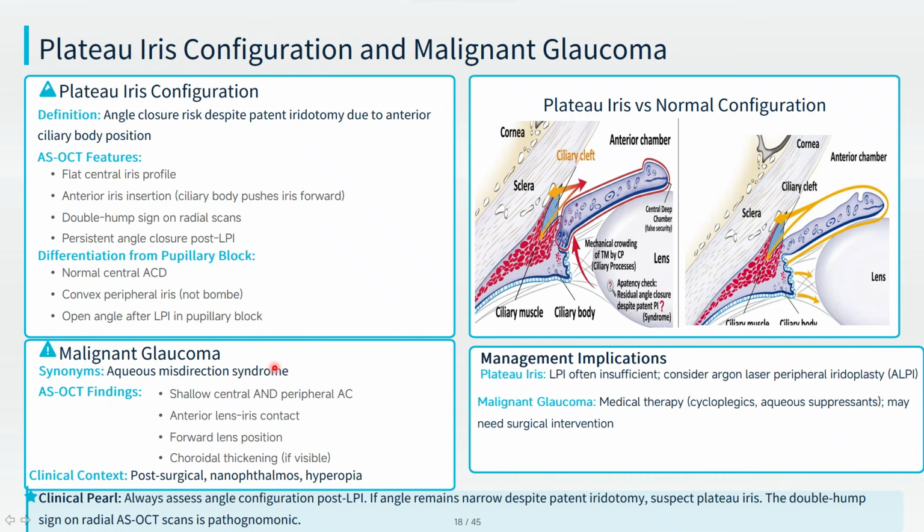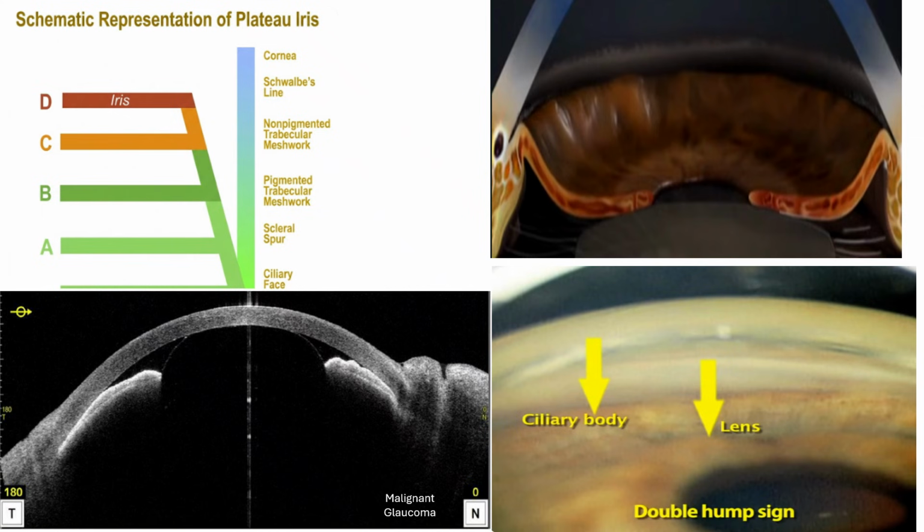In malignant glaucoma, there is maldirection of the aqueous, so that instead of going from the posterior chamber to the anterior chamber, it is maldirected and goes posteriorly to the vitreous, and this will push the lens iris diaphragm forward and lead to severe closure and shallowing of the angle. OCT plays an important role in picking up these cases, because sometimes clinically it is very difficult to diagnose.